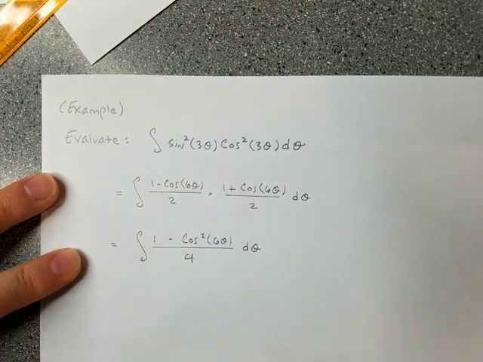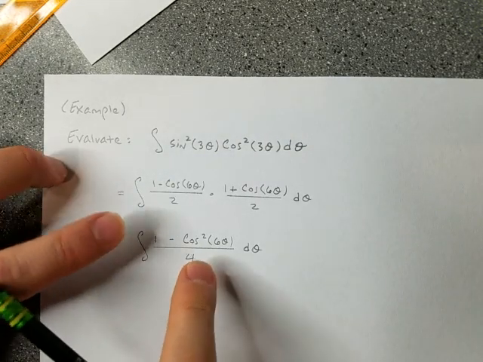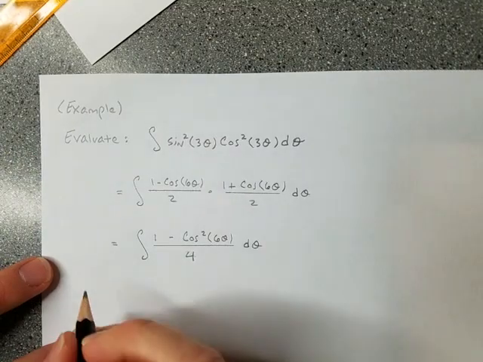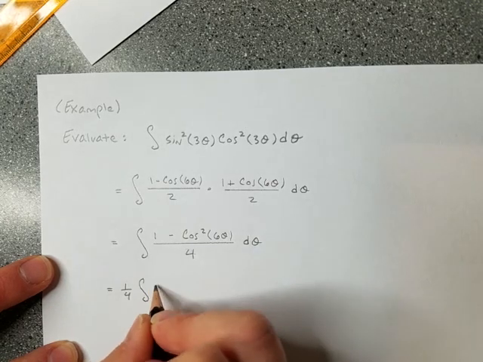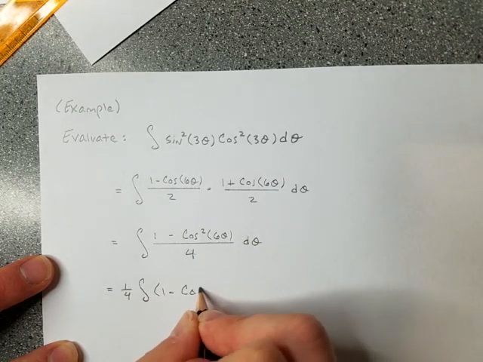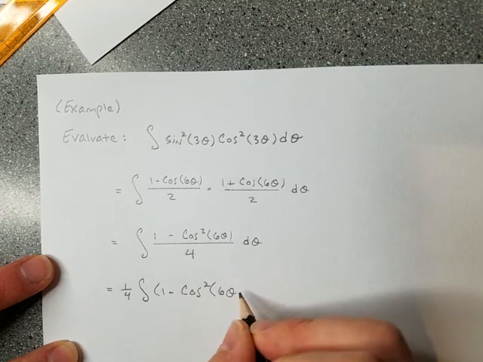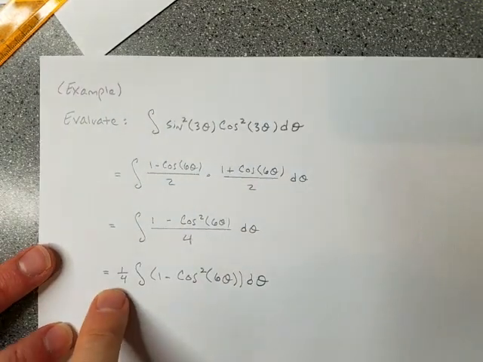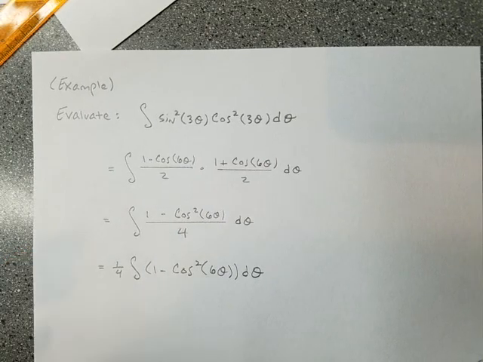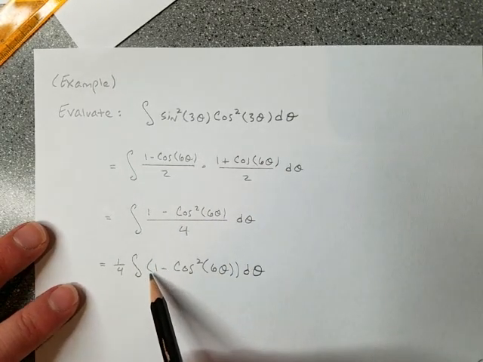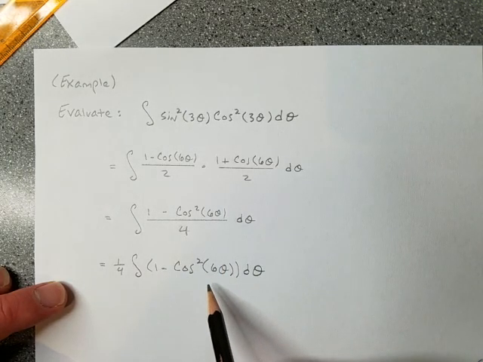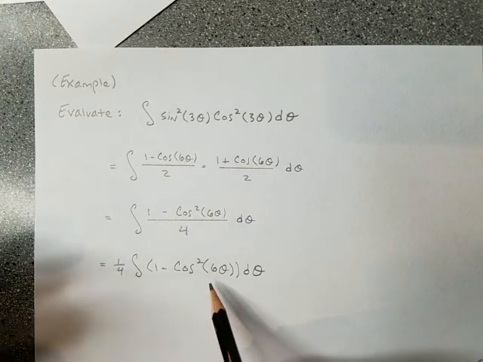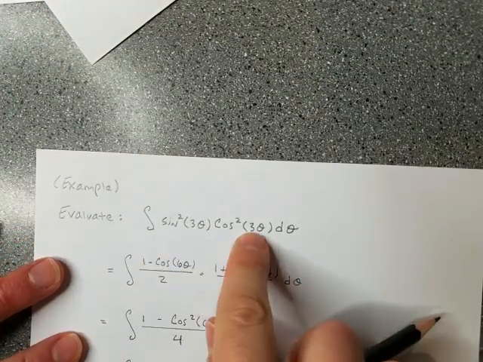All right. So next, let's do this. I have a 4 right there. That's a factor of 1/4. It's like we're looking at 1/4 times 1 minus cosine squared of 6 theta. Okay, so I'm going to take that 1/4 and put it out there. Now, what do we do? Can we integrate 1? Yes, that's a constant. That's not hard to do. What about cosine squared of 6 theta?